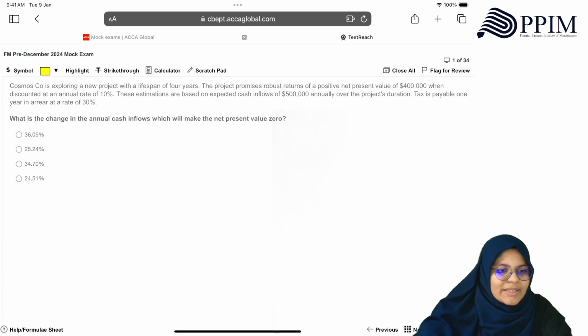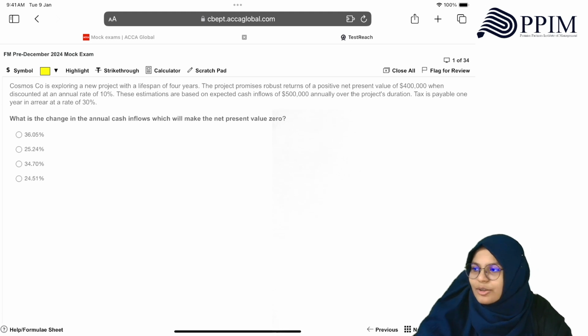Fine. Question is, what is the change in the annual cash inflows which will make the net present value 0? Meaning, how much should these cash inflows change by if this positive 400,000 has to become 0? That's the question. Okay, so I'll give you a minute. If you can figure what exactly they are asking.